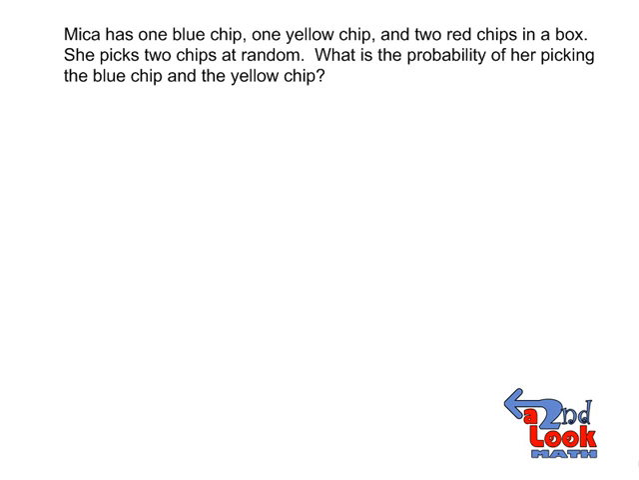Now, when we have a probability problem like this, I think it's important to envision exactly what's going on. So we're going to start out here by drawing the four chips. We have one blue, one yellow, and two red. Now, one way to envision a probability problem unfolding is with a decision tree. And this decision tree is going to show the sample space of possible outcomes.